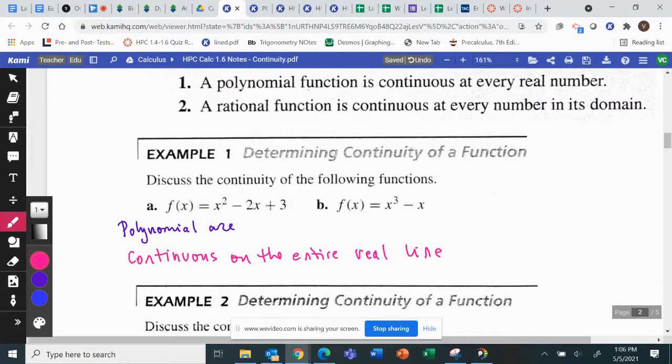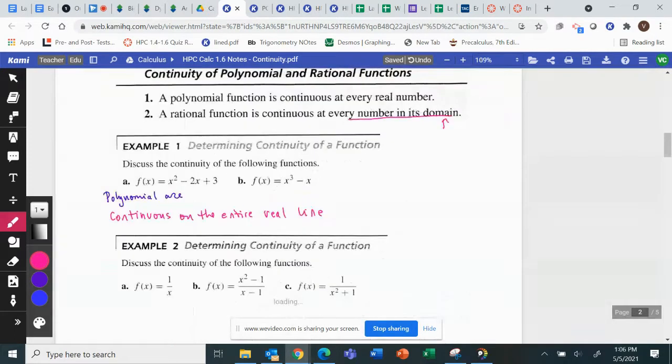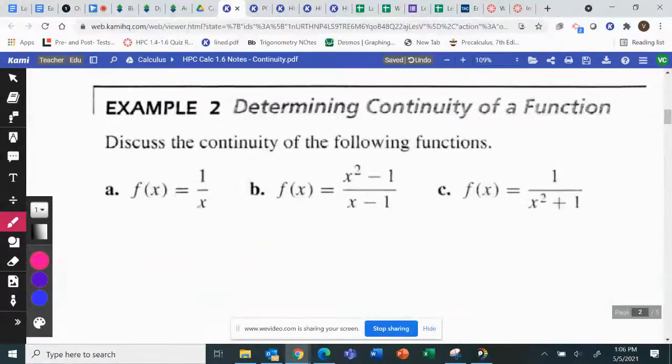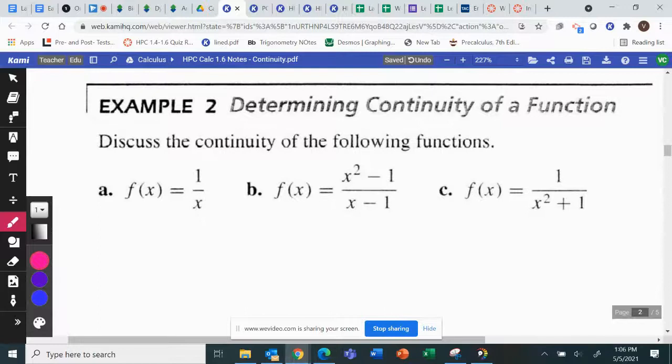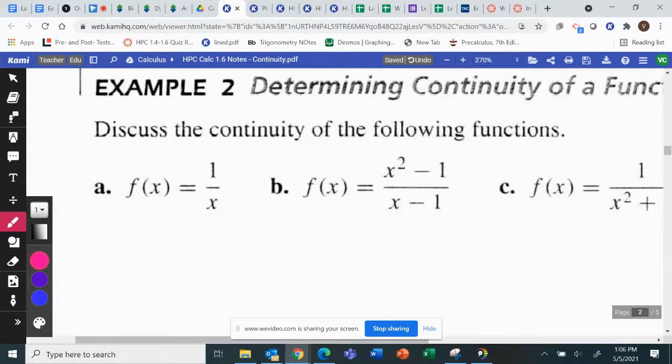Number 2 above says a rational function is continuous at every number in its domain. Rational functions are the ones that have a polynomial on top and a polynomial on the bottom, continuous at every number in its domain. So here are some examples of rational functions. Let's discuss the continuity of the first one. Can anybody tell me something about the first one?